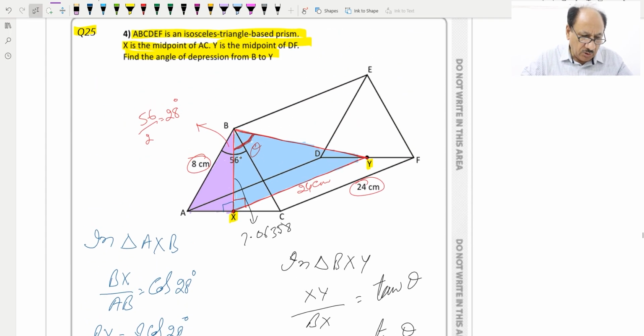Hopefully you understood this. This was a little tricky question in which you have to understand the target, what is required, and you need to understand which triangle you'll be using so that you will be able to get the answer. So these types of difficult questions will be coming in the exam.